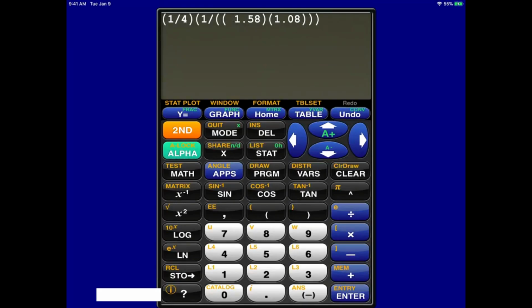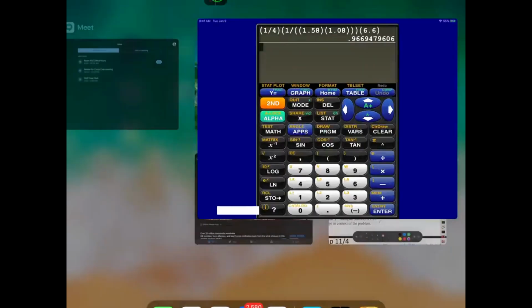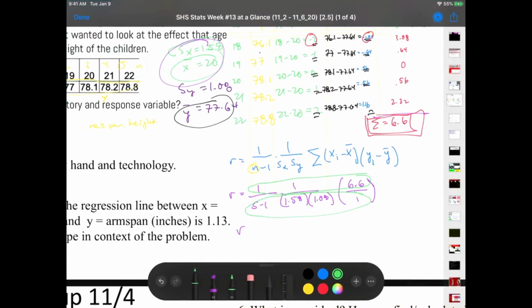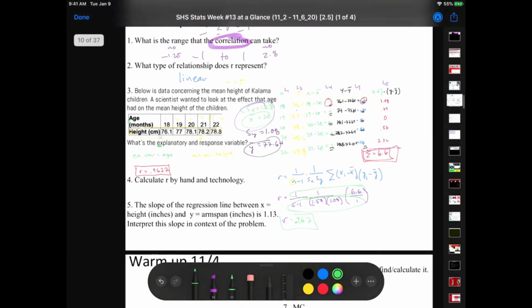I know, crazy amount of parentheses. I just don't want to make a mistake here, that's all. And there it is, 0.967. That's the number that we wanted. Okay. So that matched our calculator by hand.